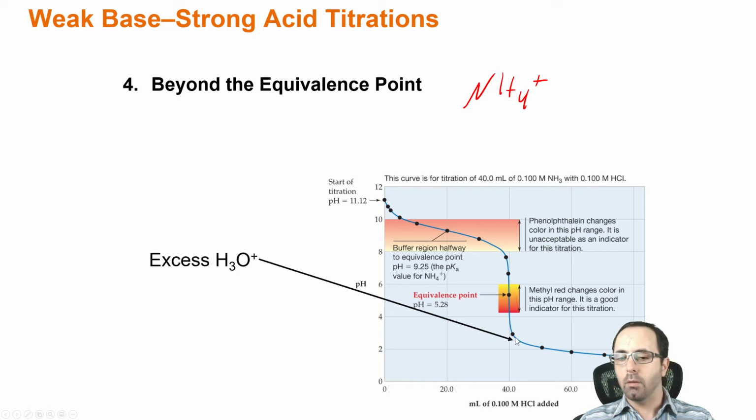So past the equivalence point, you don't have to worry about equilibrium. You just determine the concentration of any extra added HCl or H3O+ past the equivalence point, and take the negative log of that concentration, and that will get you the pH. So past the equivalence point, equilibrium doesn't matter anymore. It's about how much additional strong acid that you added.